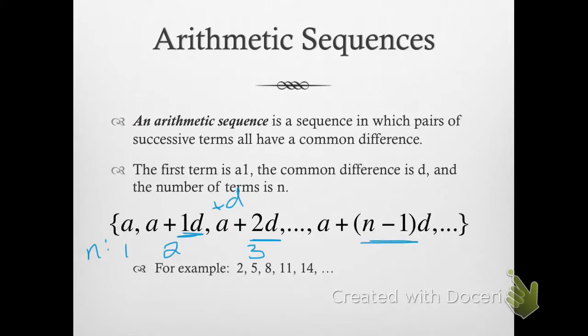There you go. So we can check to see if this is an arithmetic sequence by taking each term and subtracting the one that came before, and making sure you get the same answer each time.